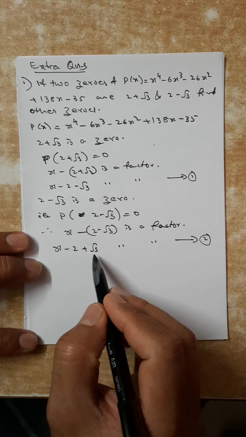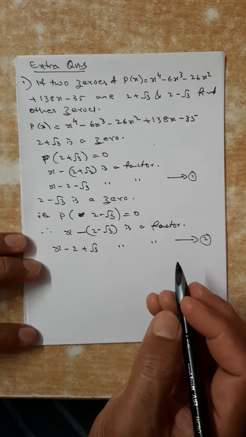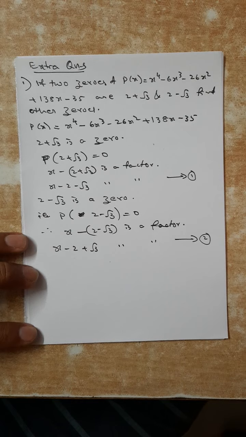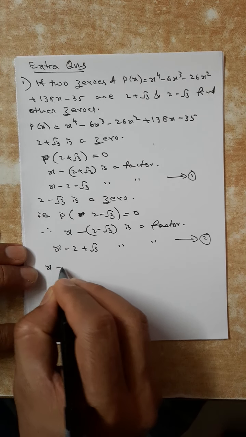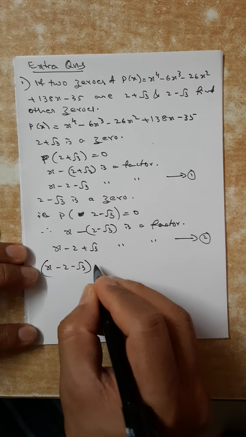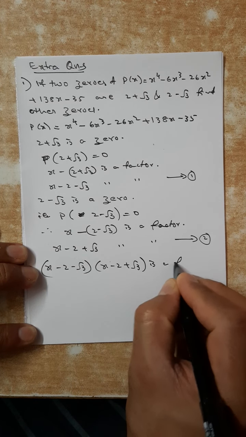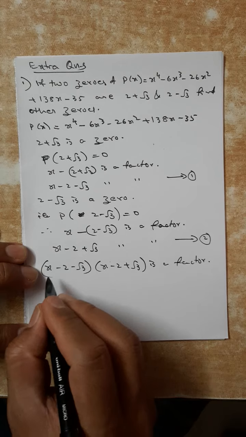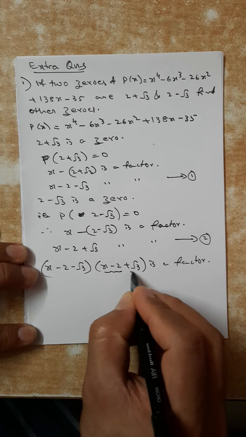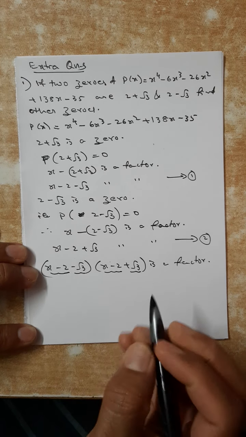This is a factor, this is also a factor. Now we can say the product term. These two are factors, so the product is a factor, that is x minus 2 minus root 3 into x minus 2 plus root 3 is a factor. We can say a plus b and a minus b, a plus b, a minus b.